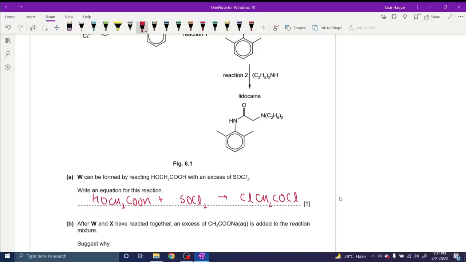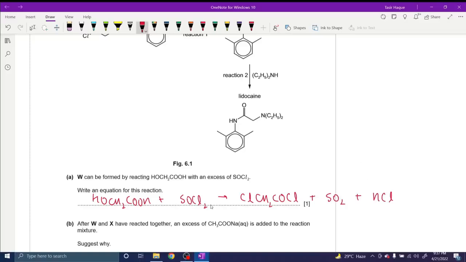Both alcohols and carboxylic acids react with thionyl chloride, okay? And both of them replace the OH group basically, in the carboxylic acid as well as the alcohol. So we get a halogenoalkane as well as an acyl chloride, right? Plus SO2 plus HCl. This is what we get typically when thionyl chloride reacts.